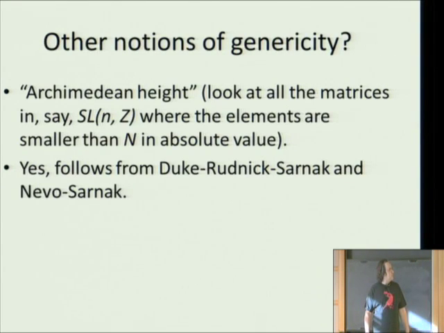Now one question about this, which is this experiment that I showed you just on the previous slides. Question: how would you do that experiment for the Archimedean height? In other words, how do you generate a random matrix in SL_n(Z) with bounded entries uniformly? And I know of no way of doing it.